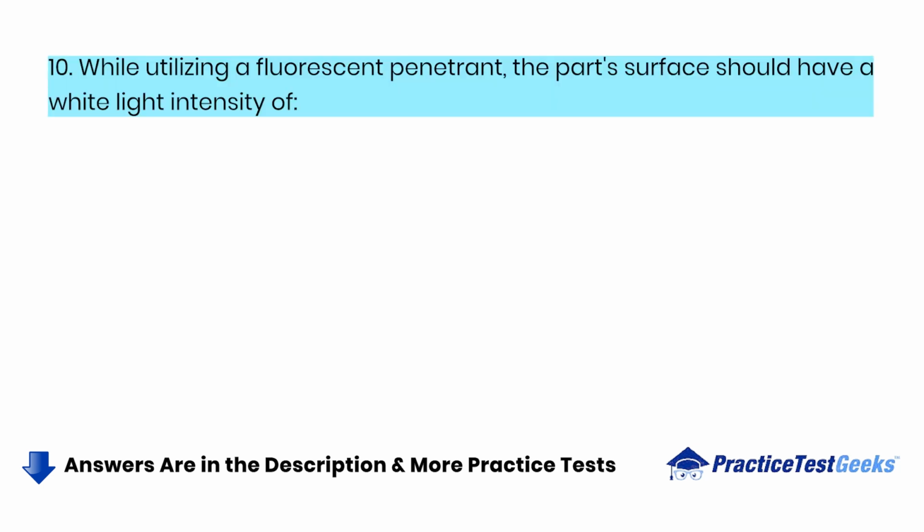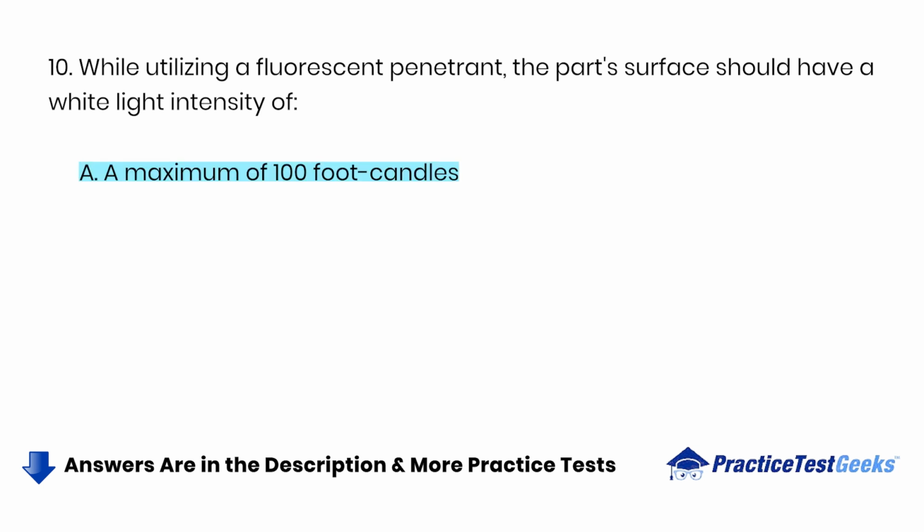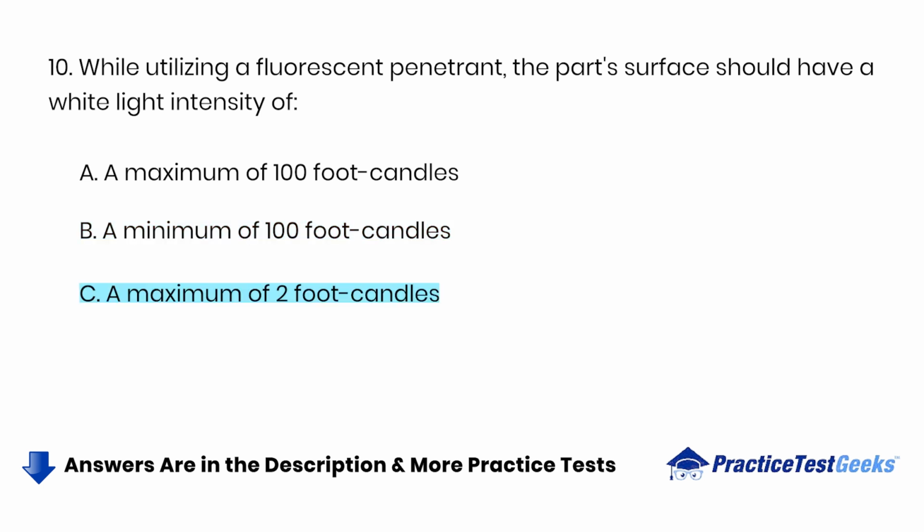While utilizing a fluorescent penetrant, the part's surface should have a white light intensity of A. A maximum of 100-foot candles. B. A minimum of 100-foot candles. C. A maximum of 2-foot candles. D. A minimum of 50-foot candles.